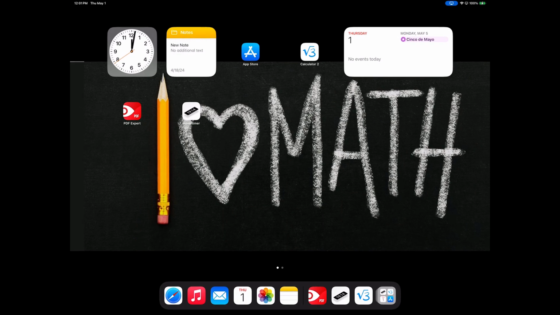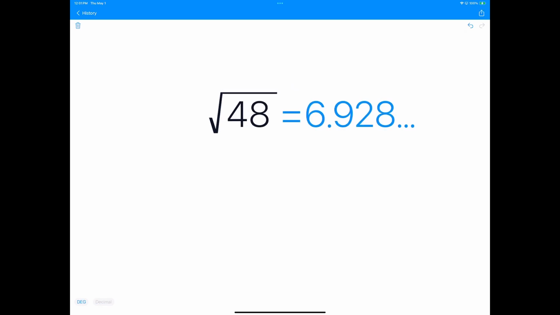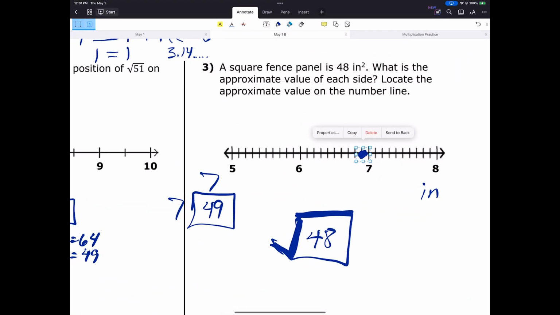And once again, for brevity, I'm going to use the calculator. So the square root of 48 is 6.928, which we did say was a little less than 7. 6.9 is a little less than 7. So for the answer, it's got to be less than 7. Almost 7, but less. Keyword is less than 7. And that would give you your approximated value. Simple? Yeah, they're all simple.